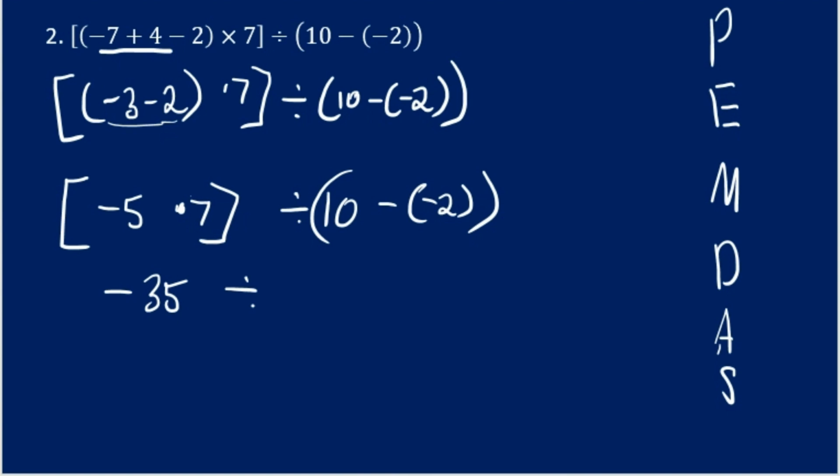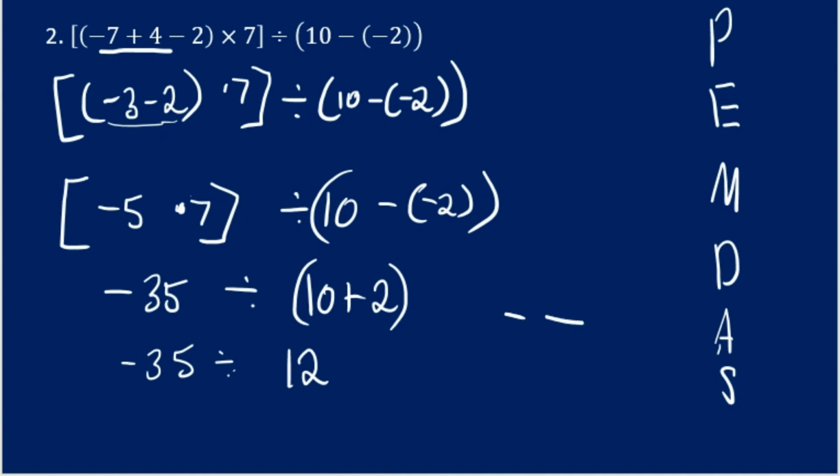Now we want to do the other half. So 10 minus times negative 2. Here we want to get rid of the negative 2 parentheses around here. So this would mean that we want to multiply. So negative times negative is? Positive. So that's going to be 10 plus 2. And 10 plus 2 is? 12. And so that is going to be the answer. Negative 35 over 12.